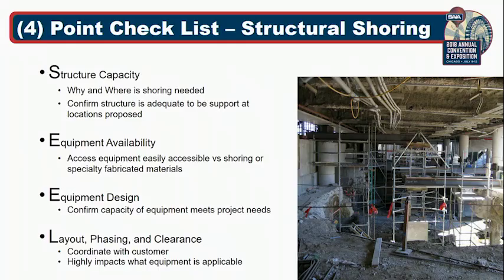The second one's going to be equipment availability. This is just taking a look at what's in your yard and what you want to show up to the project with. Do you have modular scaffolding? Do you have frames? Do you have steel beams, or do you want to use aluminum beams? This is where you put it all on the table and pick and choose what you want to use.